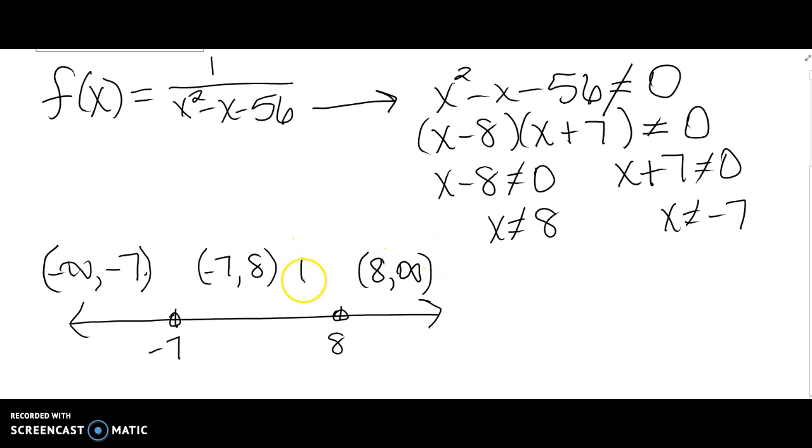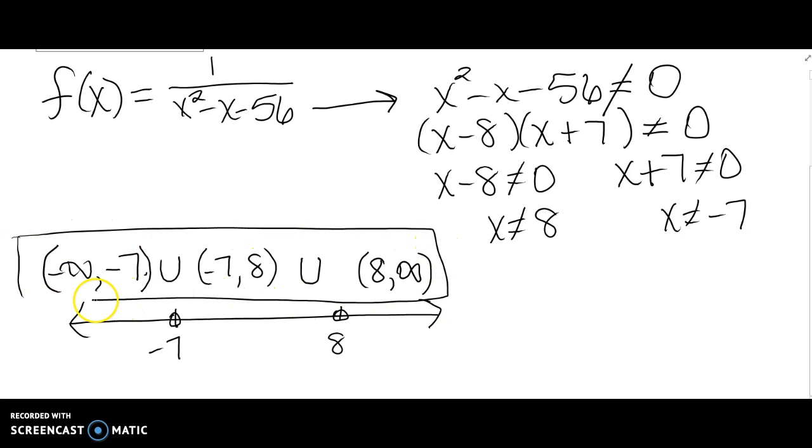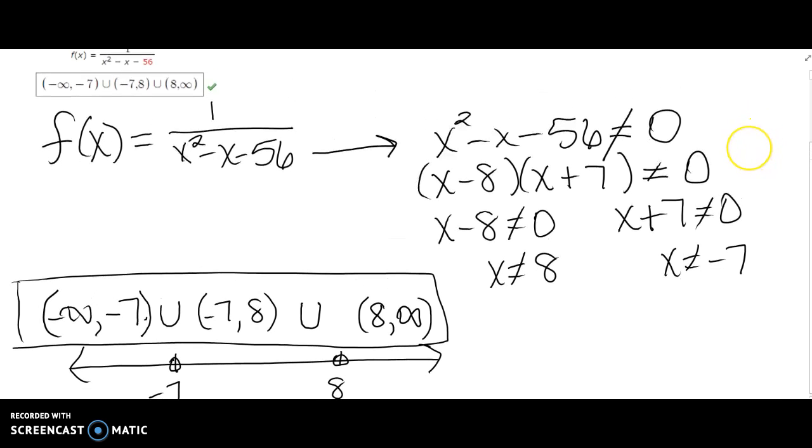And all I have to do is put the U in between for union, and now that is my interval notation. Again, interval notation just looks like your number line, representing those numbers that are on the number line. So final answer, you have 3 parts that are going to be your final answer for that interval notation.